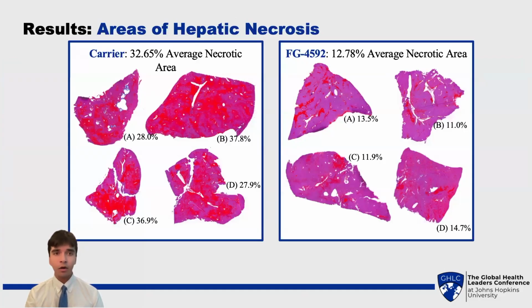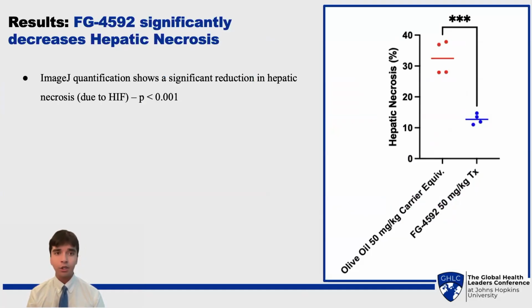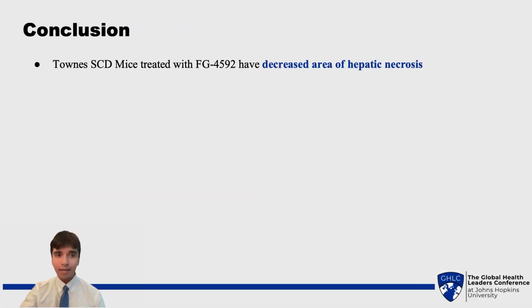In carrier samples or olive oil controls, I saw a 32.65% necrotic rate, with consistent necrosis around the tissue. I highlighted those regions in red to be very distinct in these images. On the right, on the FG4592 treated mice samples, I saw a 12.78% average necrotic area, with a huge visual decrease in overall necrosis. So this was extremely significant, as you can see on the chart on the right. The ImageJ quantification of hepatic necrosis due to that HIF treatment showed a significant decrease. So we can say that the Townes sickle mice treated with FG4592 have an overall decrease in hepatic necrosis.